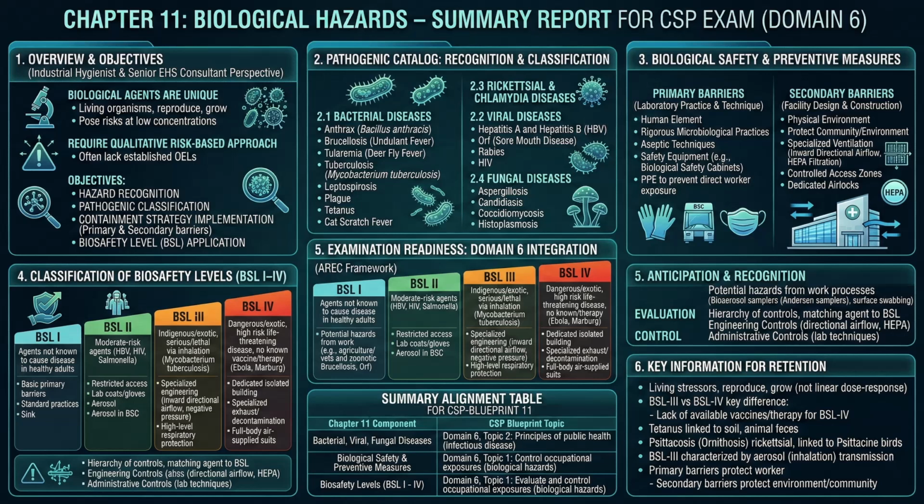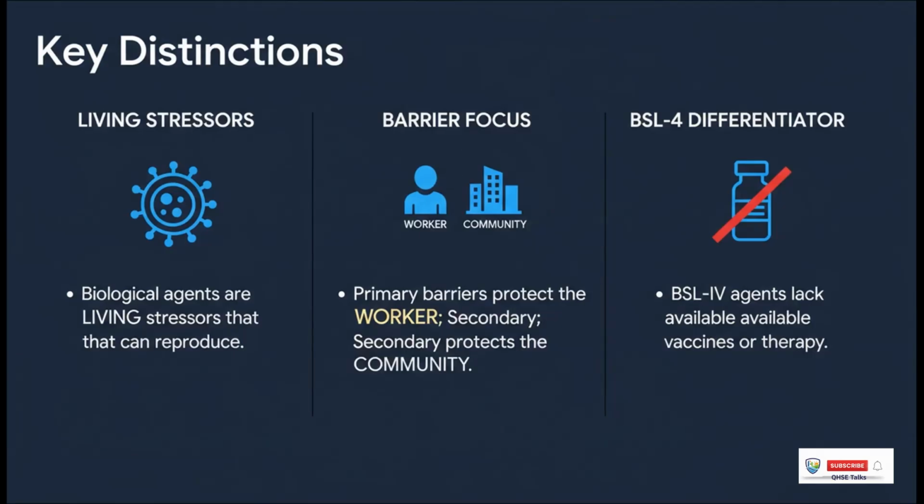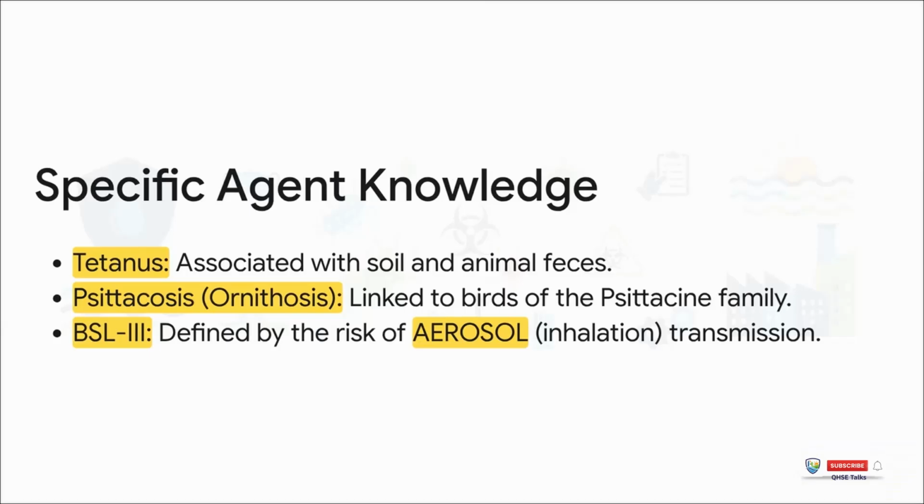Okay, now for what might be the most important part of our chat today. Let's do a rapid review of the high-yield facts you absolutely, positively must have memorized for exam day. This is the critical stuff that shows up again and again on the CSP. I want you to lock these 3 distinctions in your memory. Number 1, biological agents are alive and they reproduce. Number 2, primary barriers protect the worker, secondary barriers protect the community. And number 3, the ultimate dividing line between BSL-3 and BSL-4 is the lack of a vaccine or therapy for BSL-4 agents. Got it?